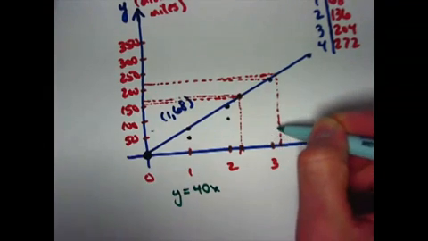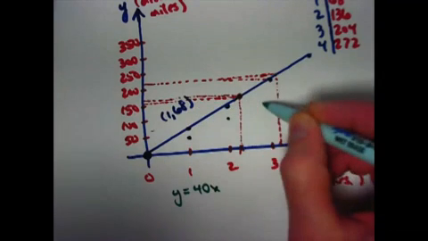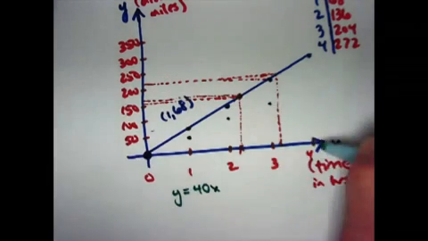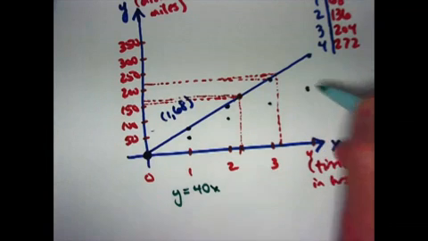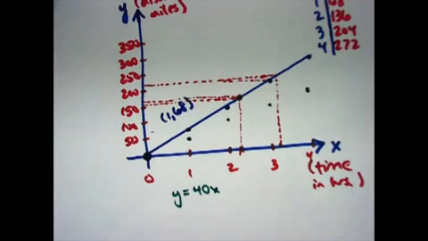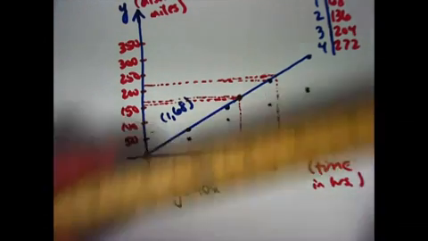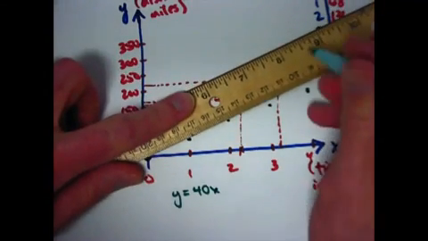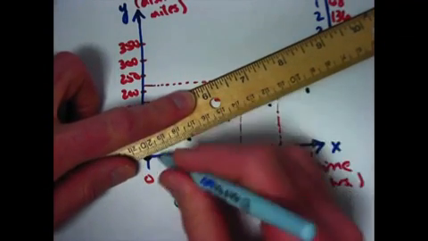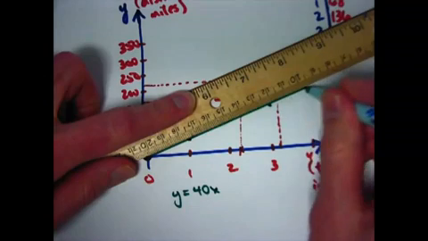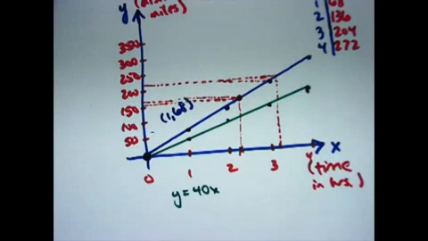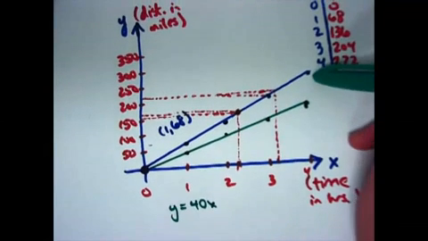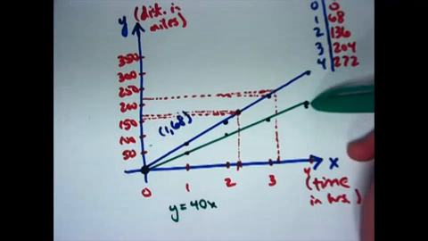3 hours, 40 times 3 is 120. For 4 hours, you're going to go 160. Oops, that doesn't look so straight. About like this is the graph of y equals 40x instead of y equals 68x. Y equals 68x is up here, y equals 40x is down here.